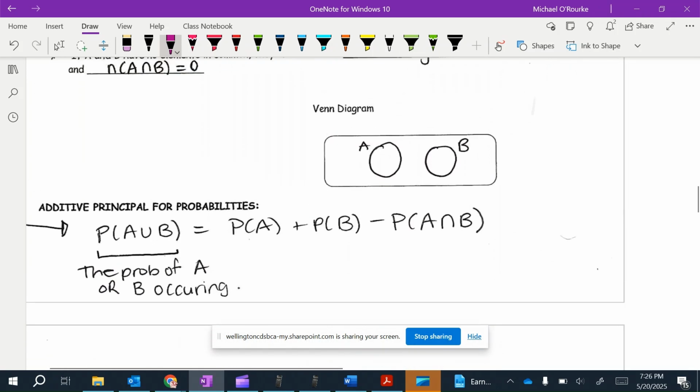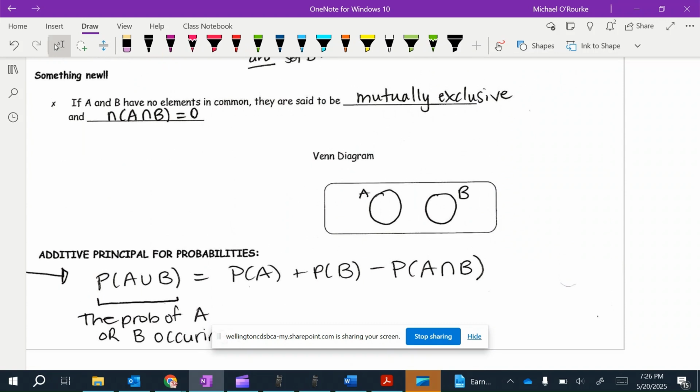Now we could have something that's mutually exclusive, where we have two things that don't cross over. So we could have mutually exclusive A and B, but they don't cross over. Let's say this is the football team, and this is the girls' basketball team. There's nobody on the football team who's also on the girls' basketball team. So they are mutually exclusive between the two of them.